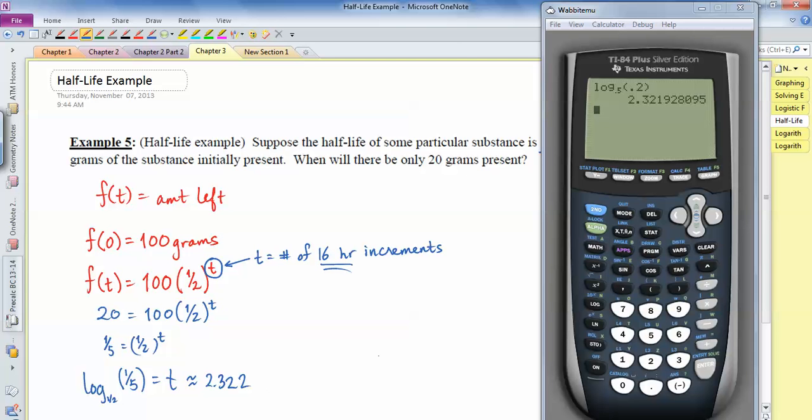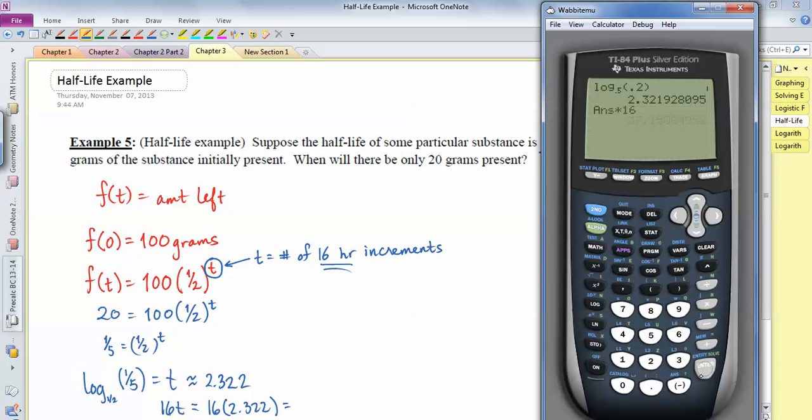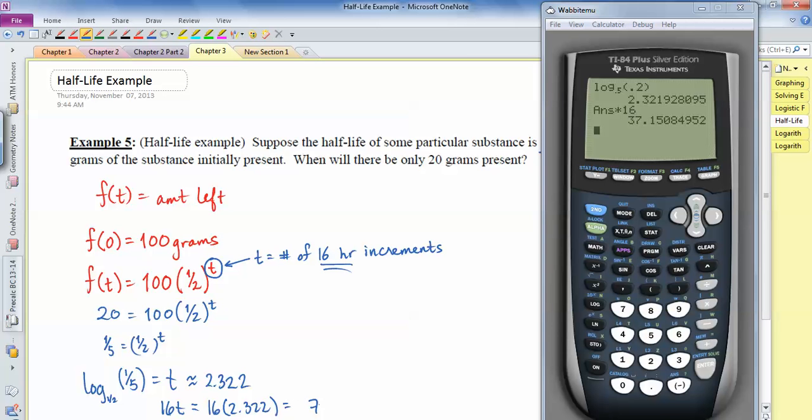That's 16-hour increments. So what I need to do is take 16t, and that'll be 16 times 2.322, which is about 37.2 hours. Did I do that right? Yeah, about 37.2, let's say, roughly. Okay, so that's one way of doing it.